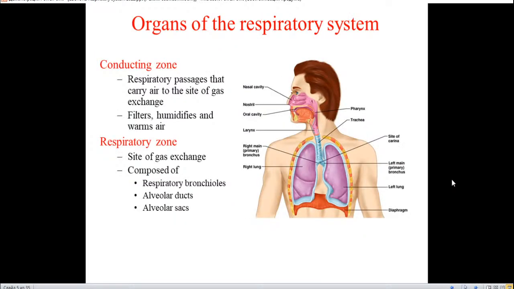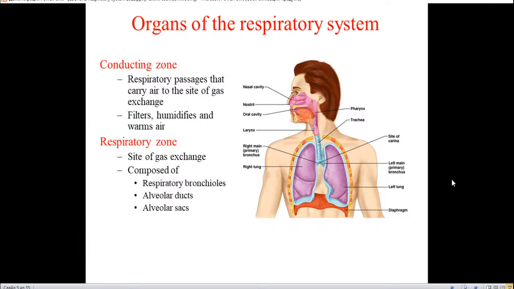So, organs of the respiratory system can be classified into the conducting zone and respiratory zone. The conducting zone includes organs which are responsible for the respiratory passage that carries air to the site of gas exchange. These organs also filter, humidify and warm the air.